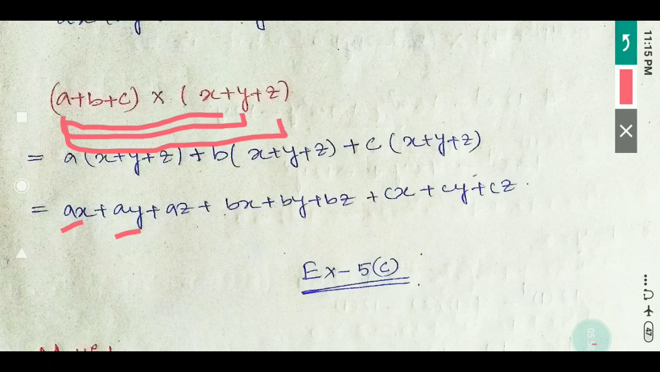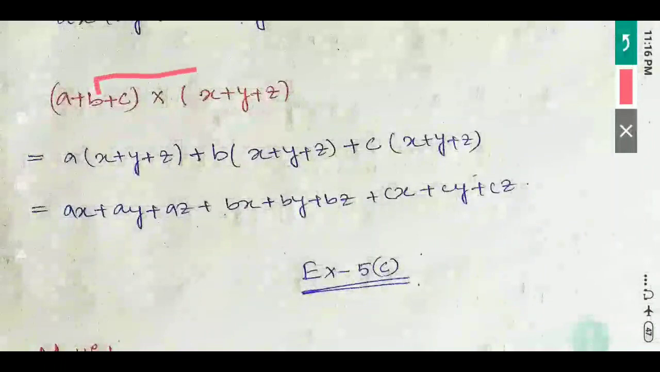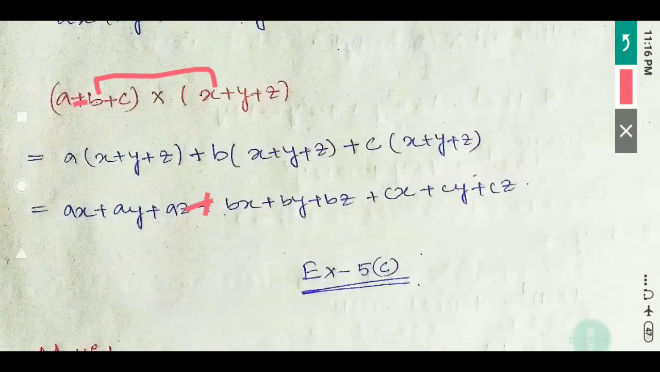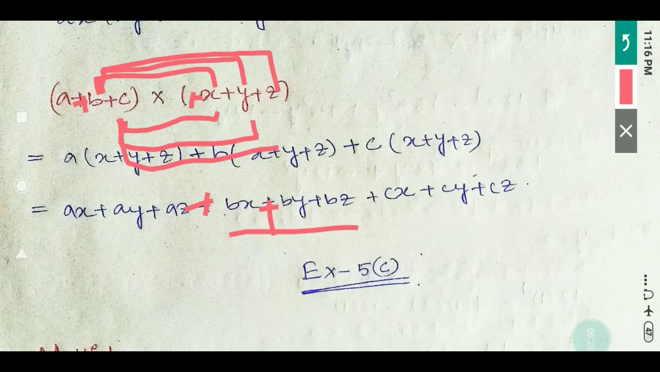Now we will go to the second term, b. b into x, here plus is given, so I have written plus. b into x, bx, then b into y, by, b into z, bz, all are positive. B's work is complete. Now we will go to c. c into x, cx, c into y, cy, c into z, cz. Simply.